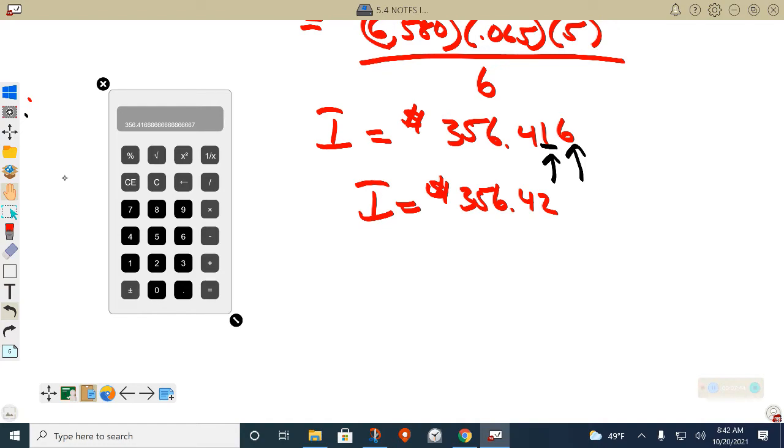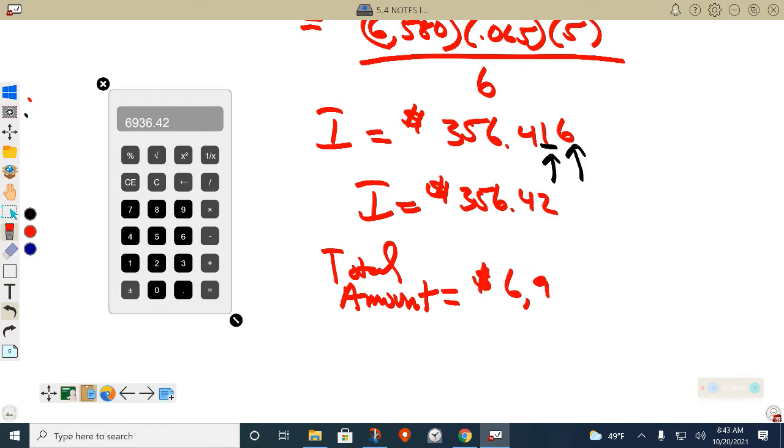So that means the total amount in the account now is 6,580 plus the 356.42. I'll do it right here for us. 6,580 plus 356.42. $6,936.42 is the total amount. $6,936.42. That's how much it would be in the account if you left it in for 10 months.